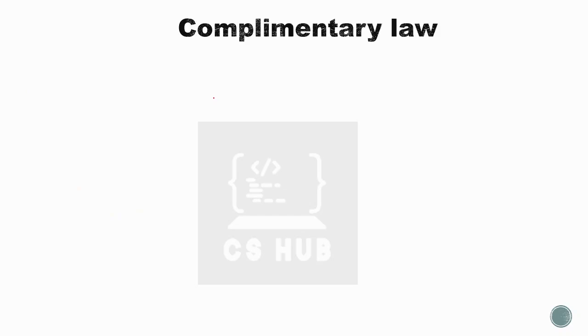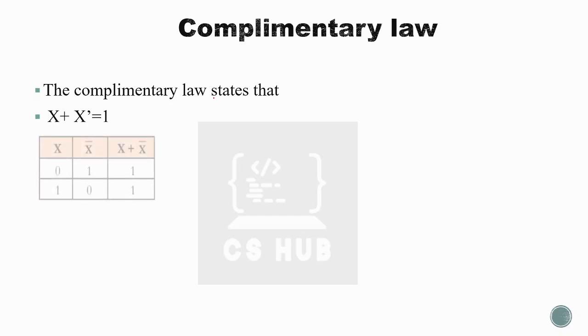Next is complementary law. This law states that x plus x bar equals 1. Okay, this is the first proof. When a variable and its complement are added, we will get a 1. Consider a variable x, its values are 0 and 1, and let us consider x bar or x dash. When 0 is inverted, we get a 1. When 1 is inverted, we get a 0. Then we are going to add these two variables, 0 plus 1. 0 plus 1 is equal to 1. 1 plus 0 is again equal to 1.